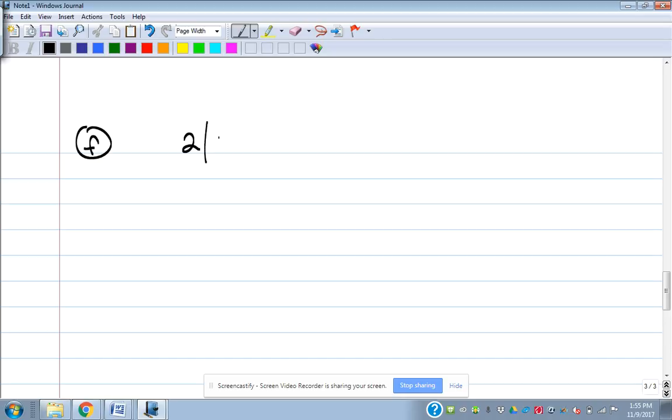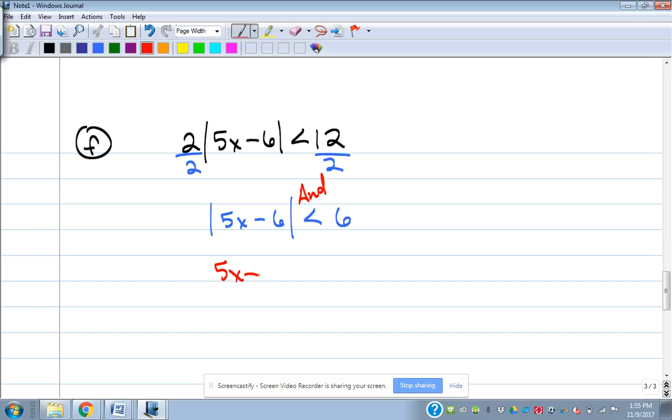So this one, 2|5x - 6| < 12. Is the absolute value by itself? No. Divide by 2. And or. And 5x - 6. I think the and ones are easier, in my opinion. Is it just one problem?